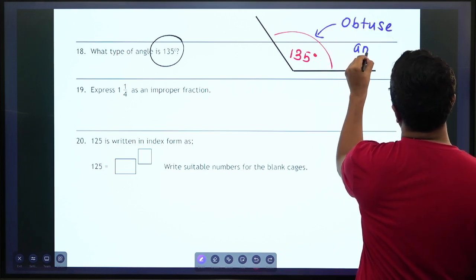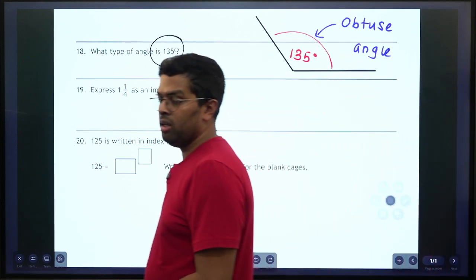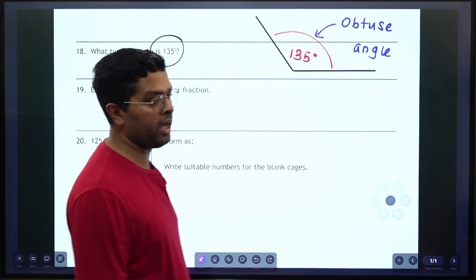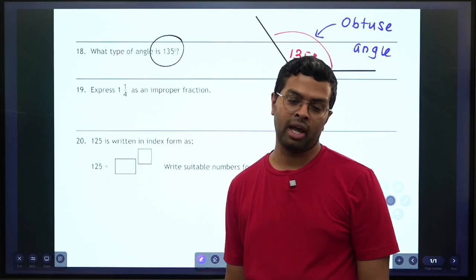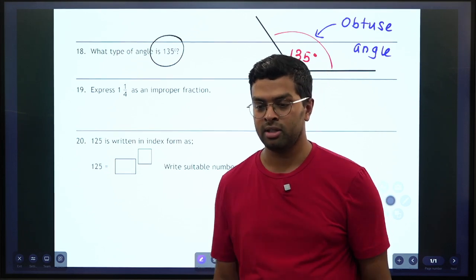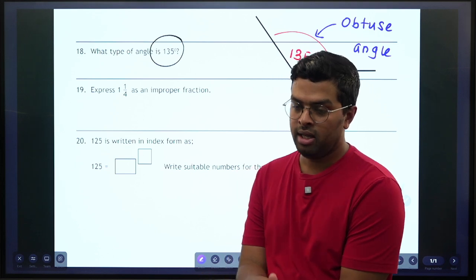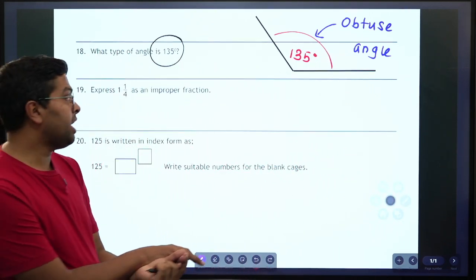We found earlier there was a question, reflex angle was there, and we discussed an acute angle as well. So this is the third type of angle, obtuse angle. What are the other two angles? Straight angle and the right angle. Alright? Right.